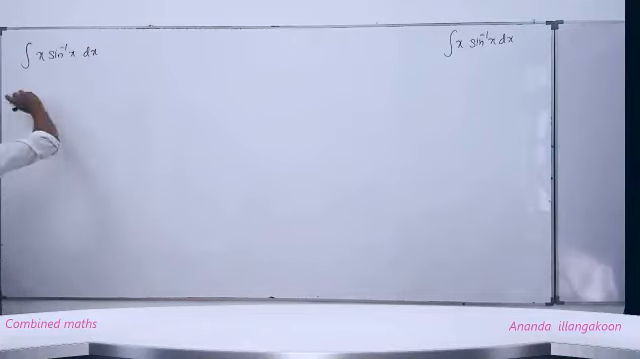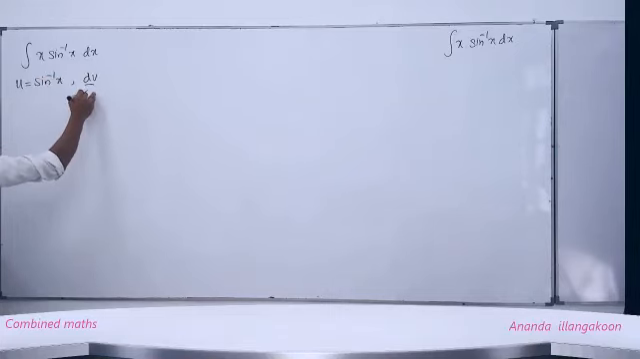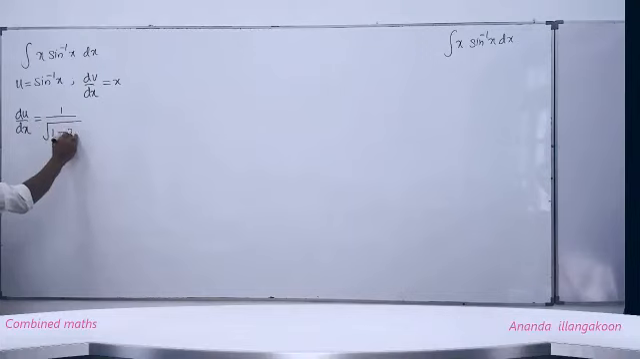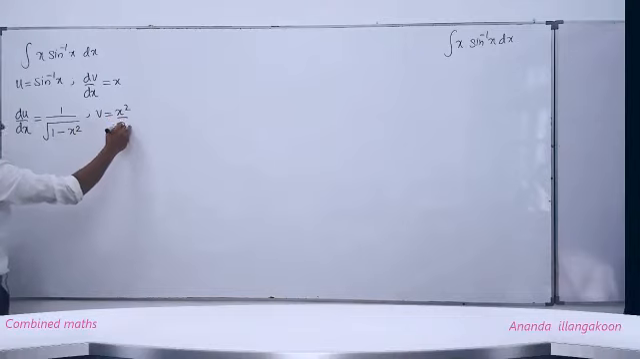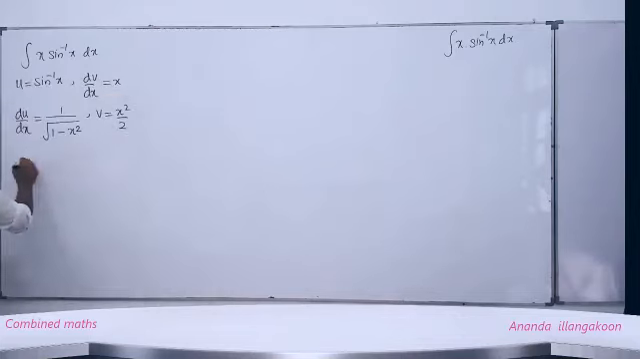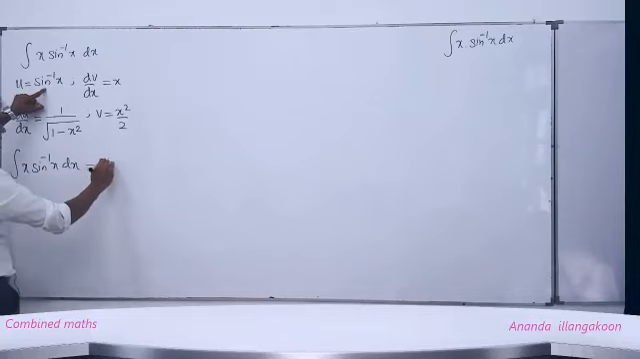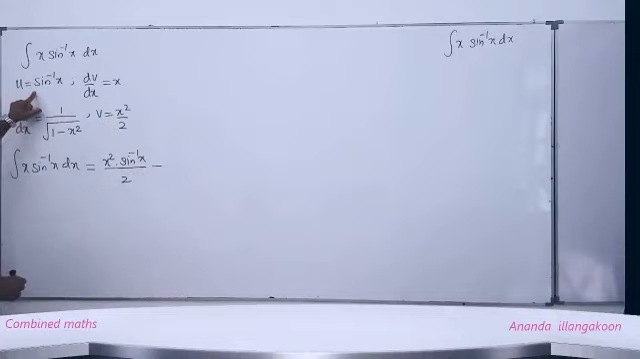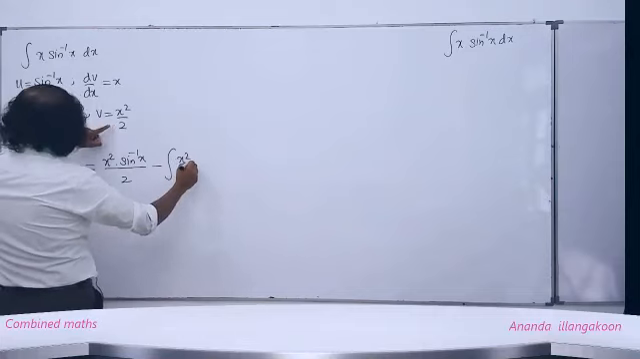Right. There are also, people, this sine inverse x we take as u, and we take this dv by dx as this x. Then u function we differentiate: 1 upon square root 1 minus x squared. v is x squared by 2, right? Now, the integral of x sine inverse x, we can write uv, v is this x squared by 2 sine inverse x, minus the integration of v du by dx.